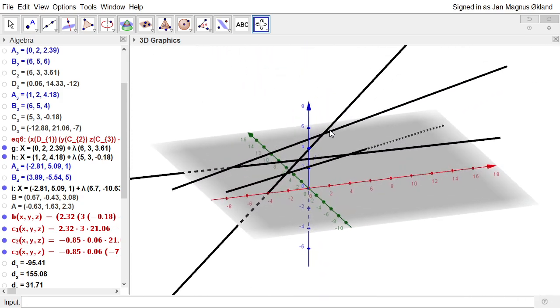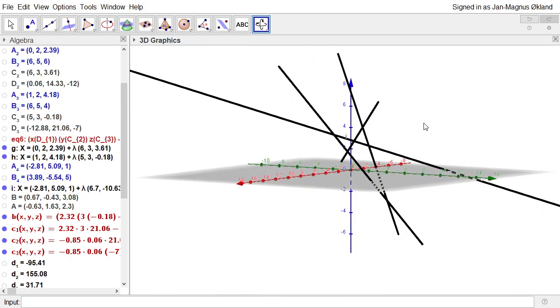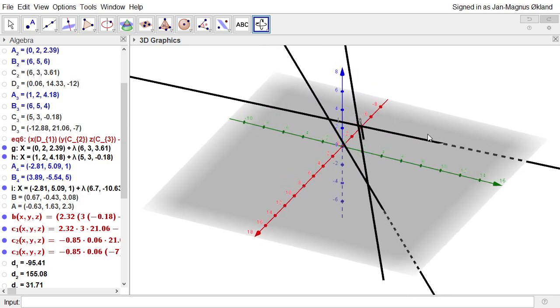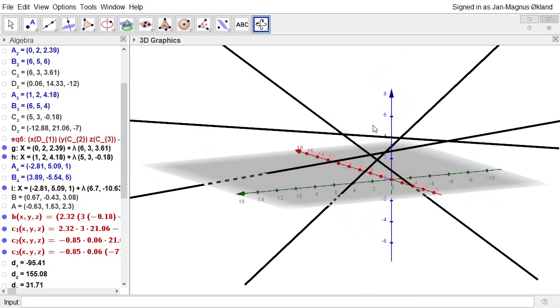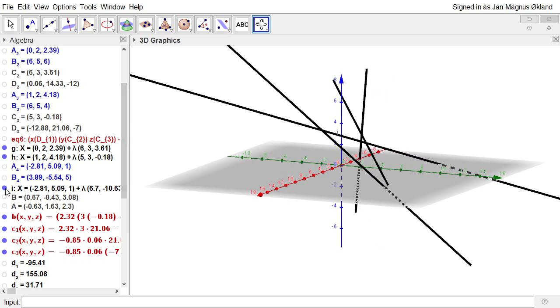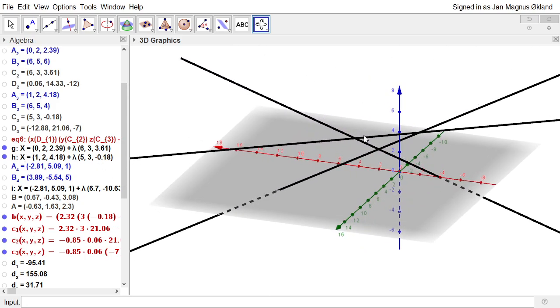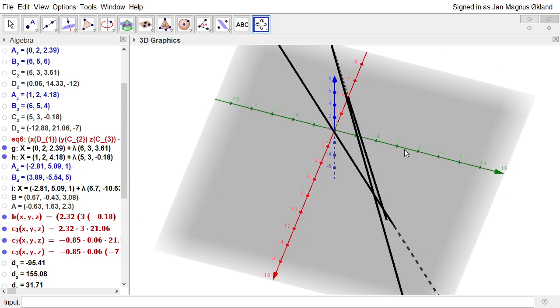I have here four skew lines, and I get rid of one of them. Three skew lines in space define a unique hyperboloid of one sheet.